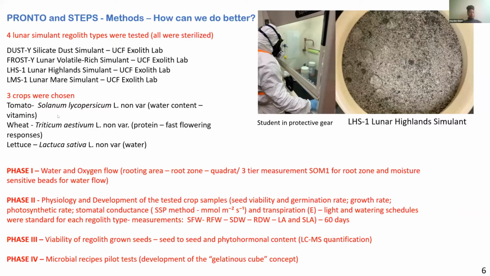However, wheat does not have a lot of edible biomass, but because it flowers fast, it's a good crop to use. And then lettuce, because of its water content, as well as many studies talking about lunar crops have used lettuce as well. And we broke it down into 4 phases.